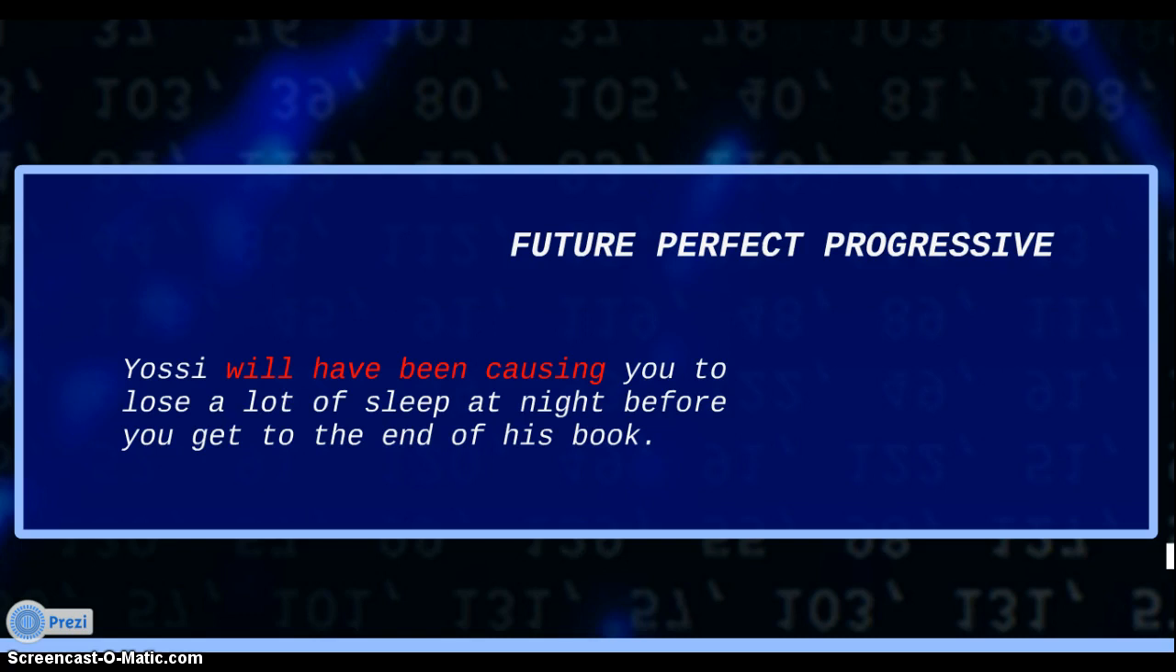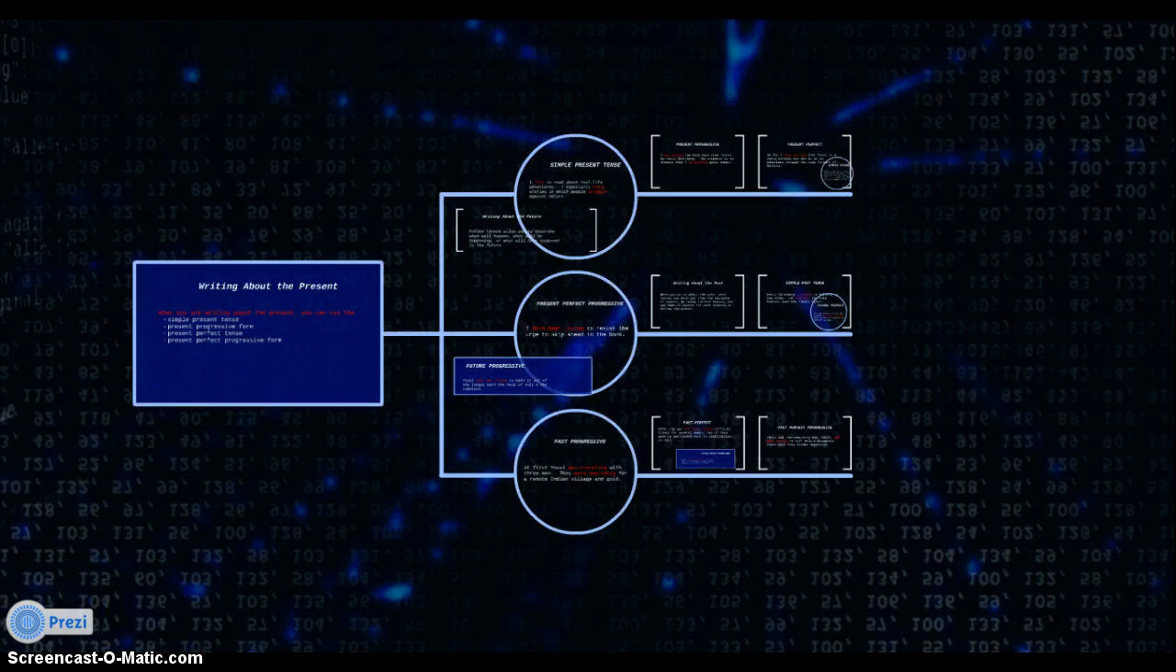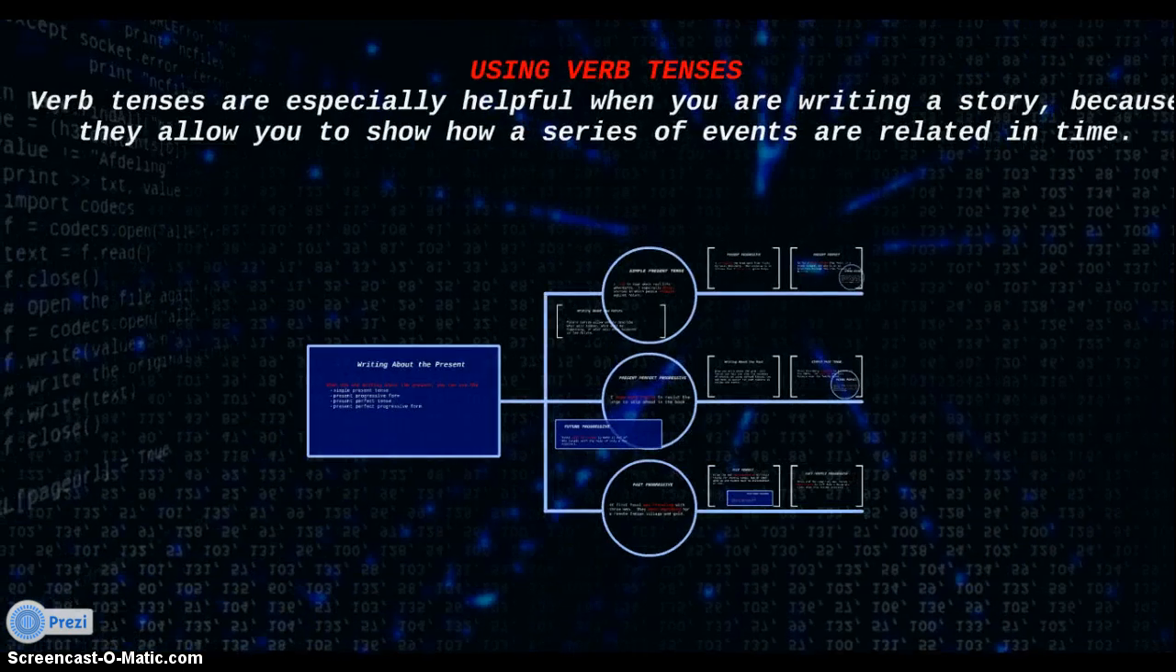It has a lot of helping verbs, and it ends in the ing form of the verb, the present participle. But it is a verb form that will allow you to talk about something that's going to happen in the future using the correct tense. So verb tenses. It's important to understand how they work so that your message can be made clear to your readers.